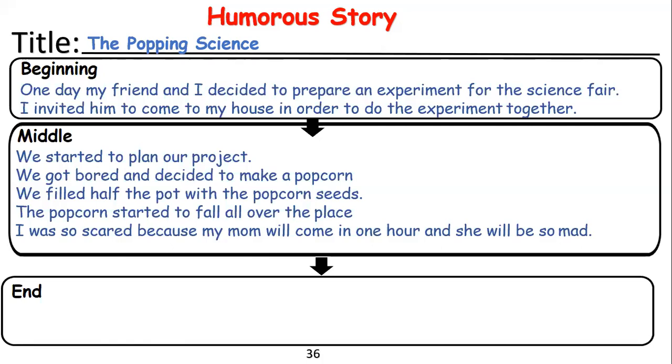So this is the middle. This is what happened in the story. I told you before, in the pre-writing, you don't use the transition words, but in your drafting or the final writing, you should use the transition words. So this is the middle.